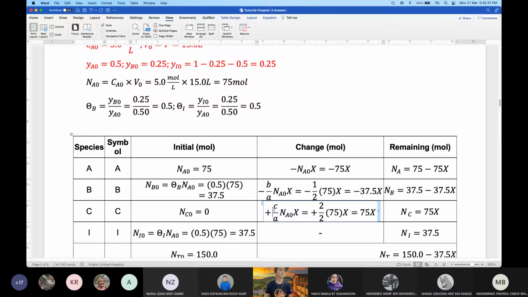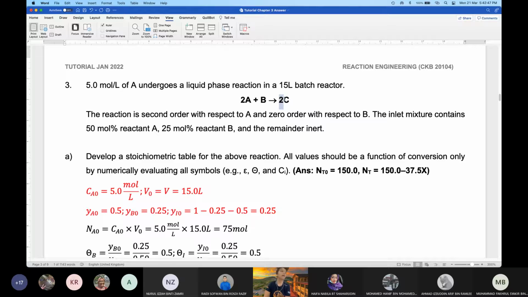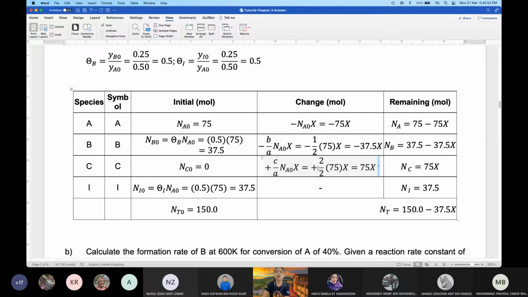So again, stoichiometric coefficient ni jangan lupa, because most of the time part ni yang student tersalah tengok stoichiometric coefficient. So from the equation, C is 2, A is also 2. So it becomes plus 2 over 2 multiply with 75 multiply with X. You get 75x. The plus you want to write or you don't write is also okay, because positive without writing it is understandable, it means a positive. So NC equals to, since remaining initial 0, you just take the change, so becomes 75x. NC equals to 75x.